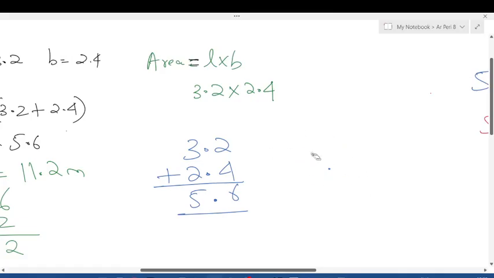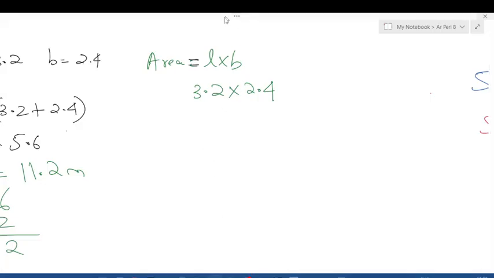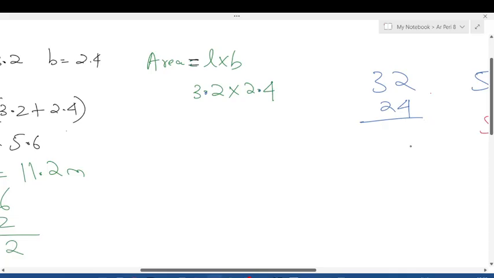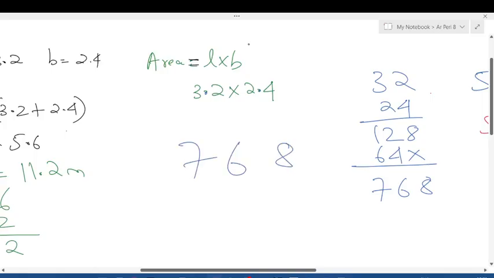Okay. When it comes to multiplication, students, remember this. Don't use the point. Ignore the point. Just multiply 32 into 24. Okay, all of you will multiply 32 into 24. Sasha, Amelda, Amani, Alia. What is 32 into 24, students? 4 2s are 8, 4 3s are 12. 2 2s are 4, 2 3s are 6. The answer is... you all got 768.